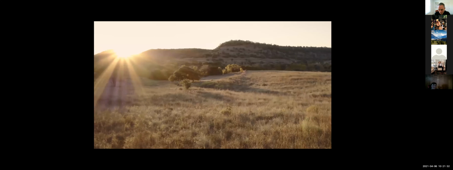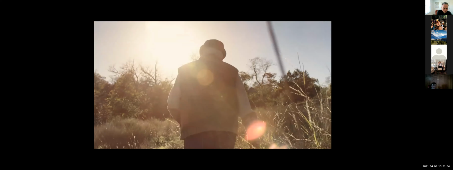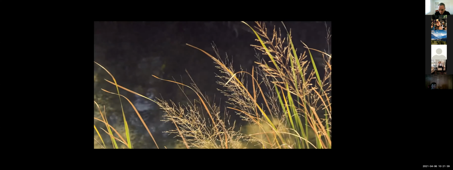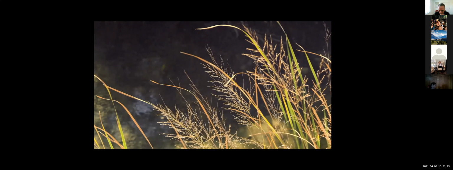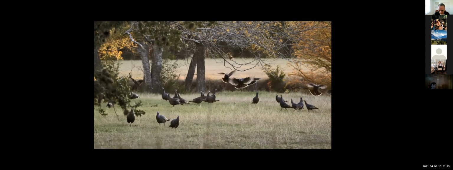50 years ago, you couldn't hardly walk through this place. It was wall-to-wall brush. There wasn't any grass. There wasn't any water. Nobody wanted it.